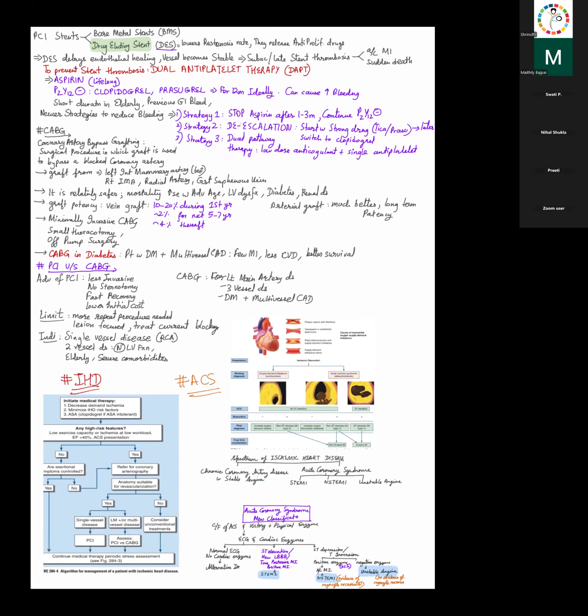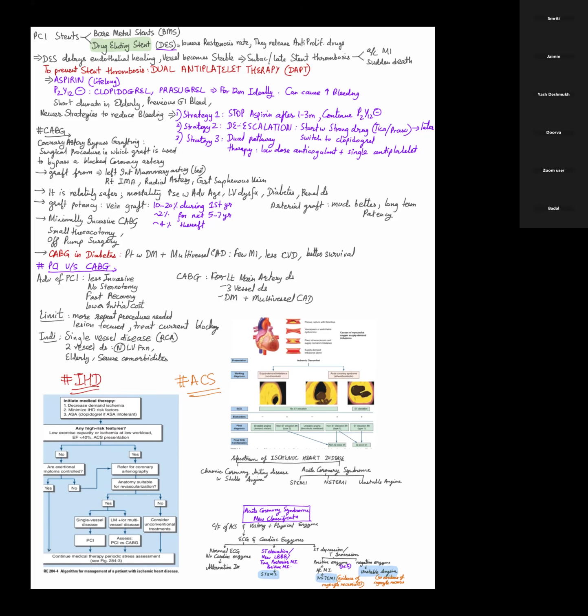So coming to the algorithm for management of ischemic heart disease, the initial treatment includes starting with the medical therapy for everyone, which will lead to a decrease in myocardial ischemia. We use beta blockers, nitrates, calcium channel blockers, and then the second thing is we have to minimize the ischemic heart disease risk factors. Like we will ask to stop smoking, we'll control the hypertension, we'll control diabetes, give statins for dyslipidemia. And the third line is we'll give the antiplatelet therapy like aspirin and clopidogrel.